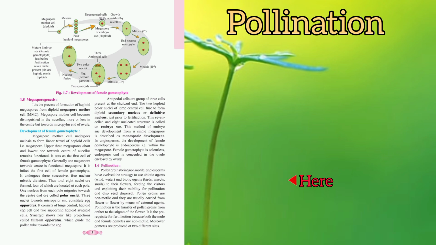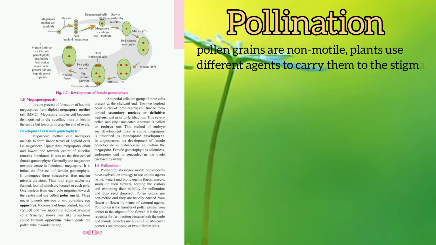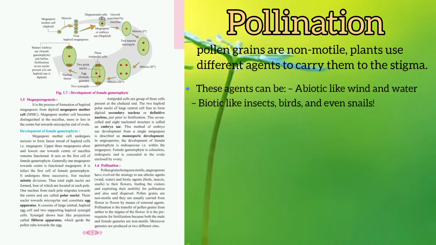Now let's understand pollination, the next important step in plant reproduction. Since pollen grains are non-motile, plants use different agents to carry them to the stigma. These agents can be abiotic like wind and water, biotic like insects, birds, and even snails.